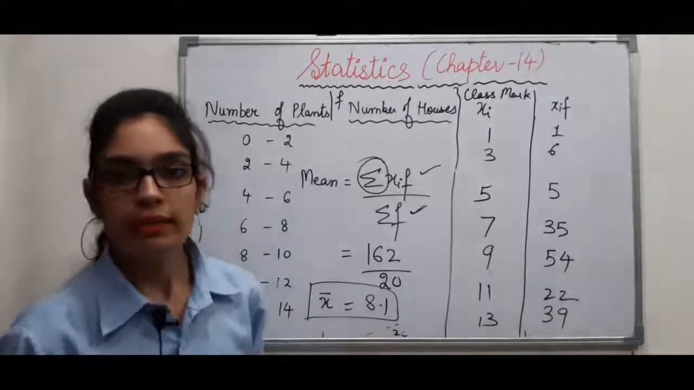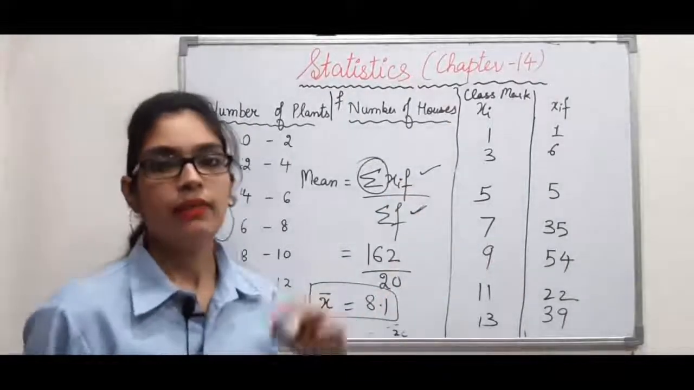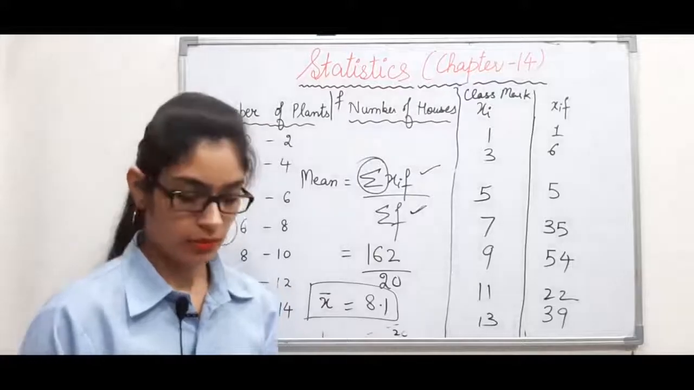So why have we done the direct method in this question? Because the numbers are very small, so directly we can do it. Now let's do the next question.